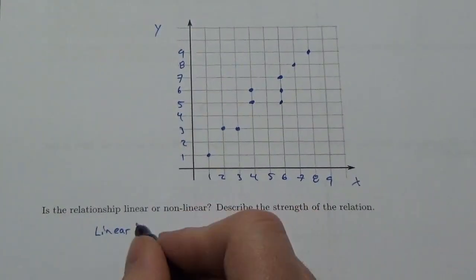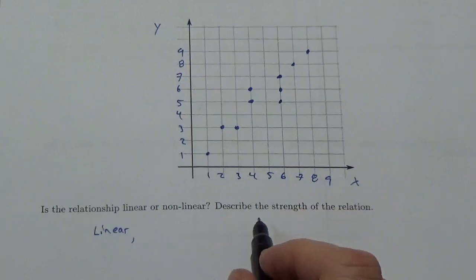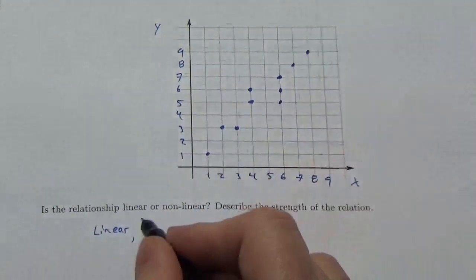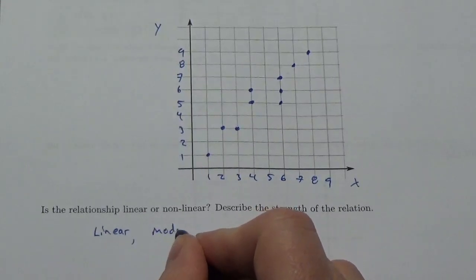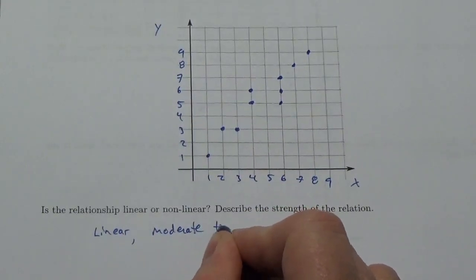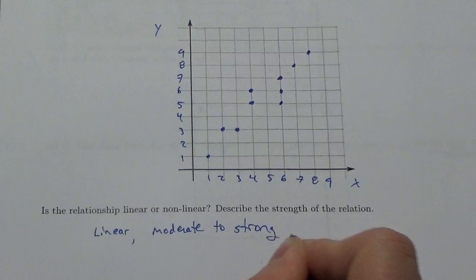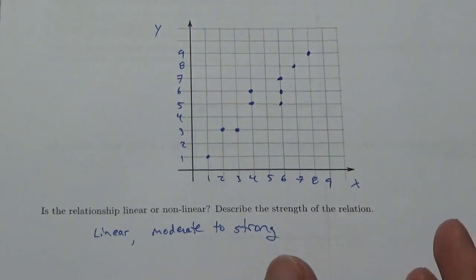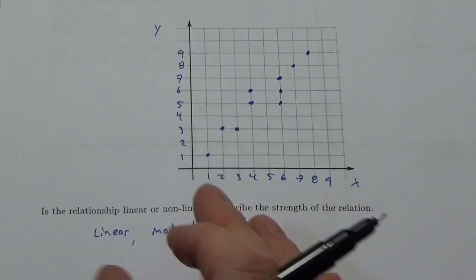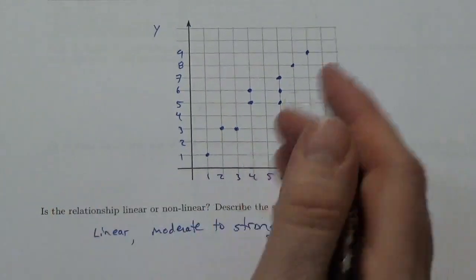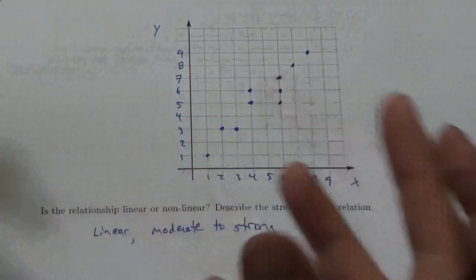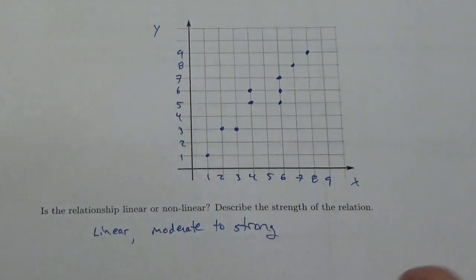Describe the strength of the relation here. Well, there's a relatively clear line of best fit here, so I would say this is going to be moderate to strong. Now, there may be a little bit of disagreement on this, and so be it. That's fine. But I think we can all agree that this isn't weak. There is a relatively clear relationship that's being implied by that data. So moderate to strong.